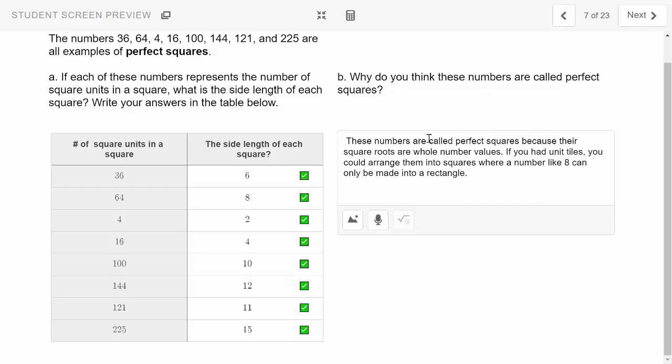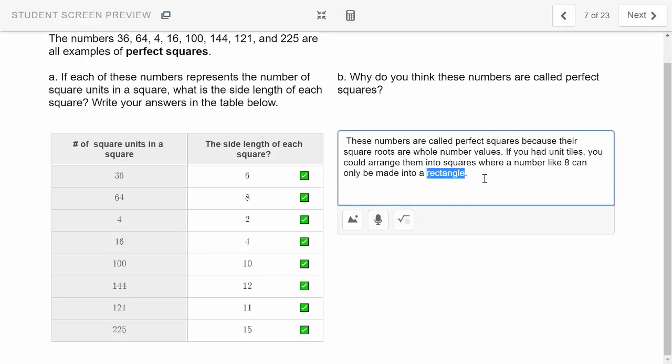I call these perfect squares because their square roots are whole number values. If you had unit tiles, you could arrange them into a square, where a number like 8 can only be made into a rectangle, like 8 by 1, 2 by 4. Those are rectangles. I can make squares out of 64, like 8 by 8.